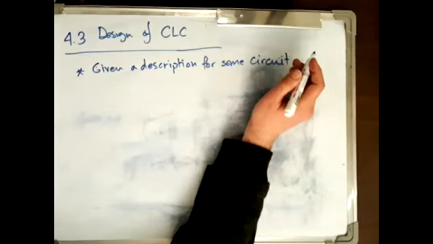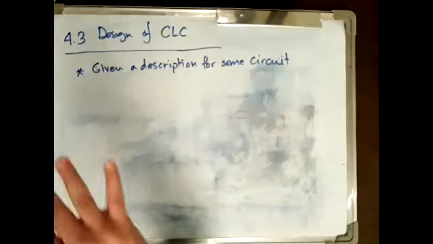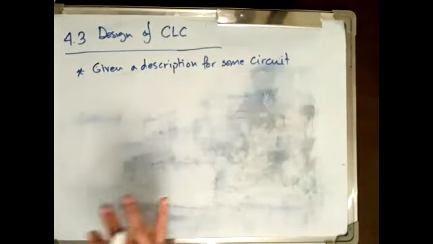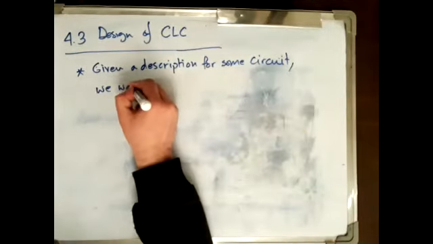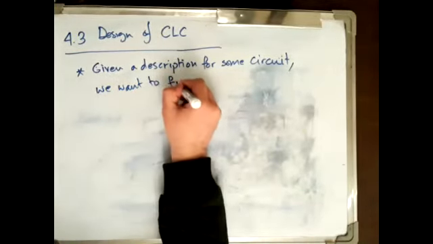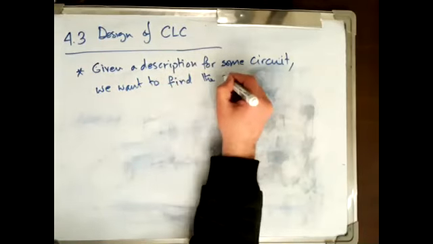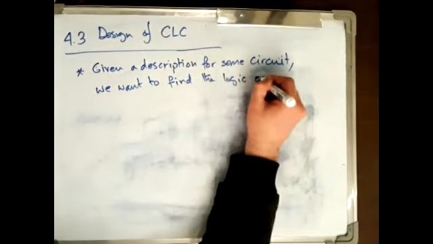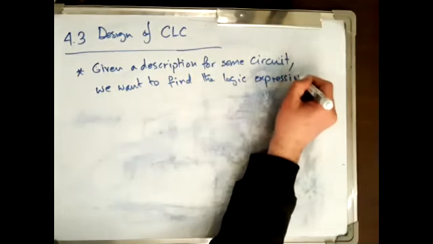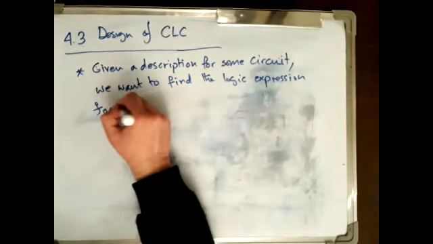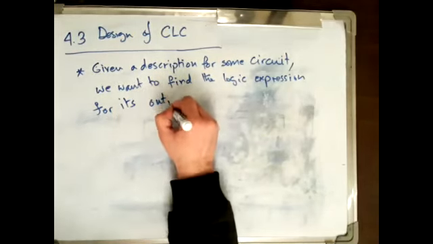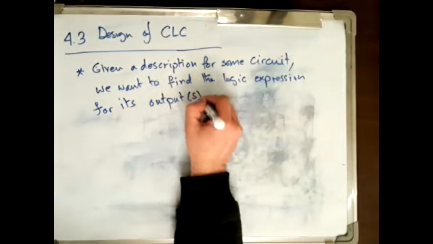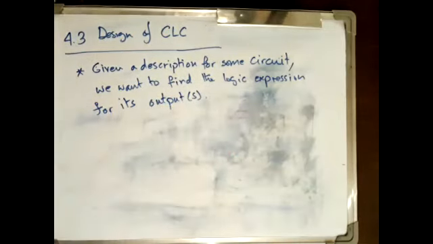So we are not given the circuit. We are given the general description of the behavior or the operation of the circuit. We want to find the logic expression for its outputs. The circuit may have more than one output.